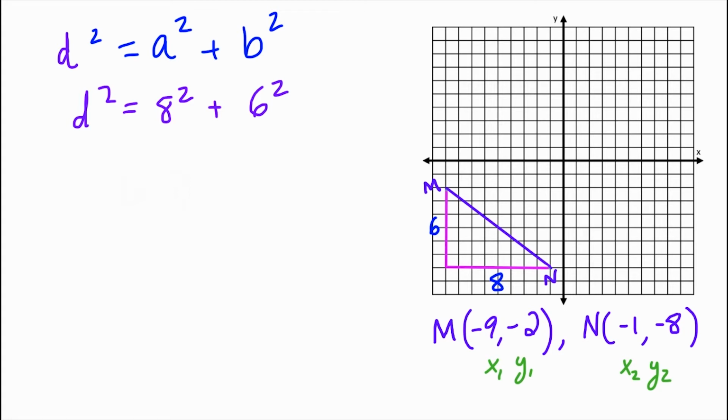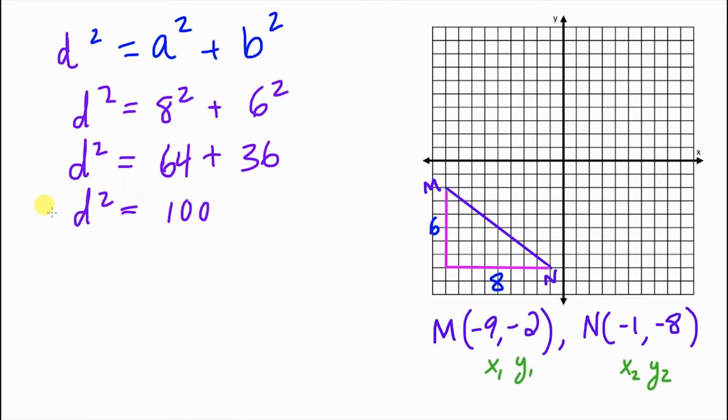So 8 squared would be the A squared, 6 squared would be the B squared, which then becomes 64 plus 36 on the right side. Adding those together gives you 100. So the D squared, or the distance squared, would be 100. And keeping in mind that we have to take the square root in order to remove that square to get that down to just one singular distance, we end up with a distance of 10. So the distance of that hypotenuse, or the distance from M to N, is exactly 10 units.